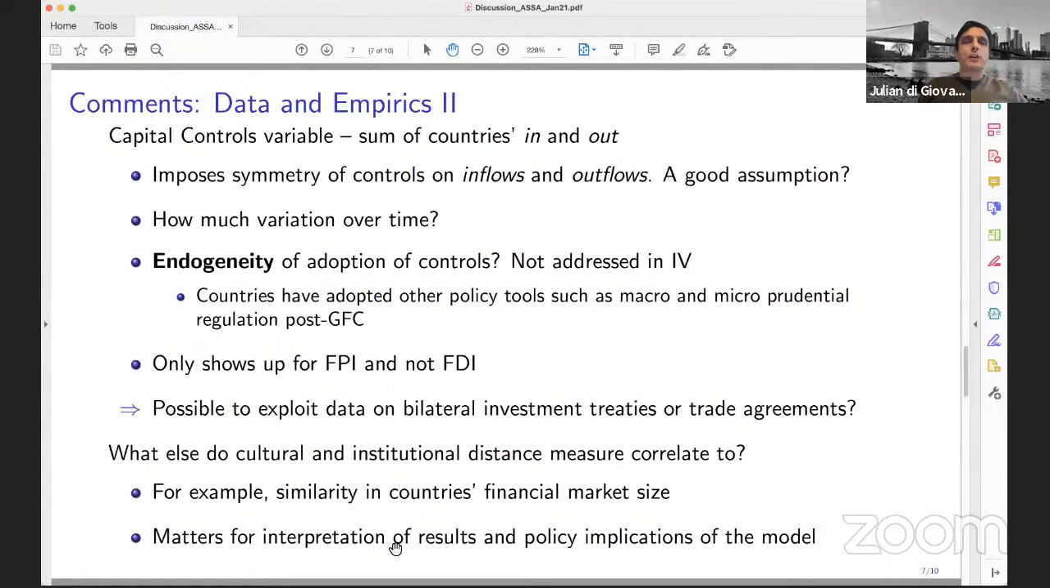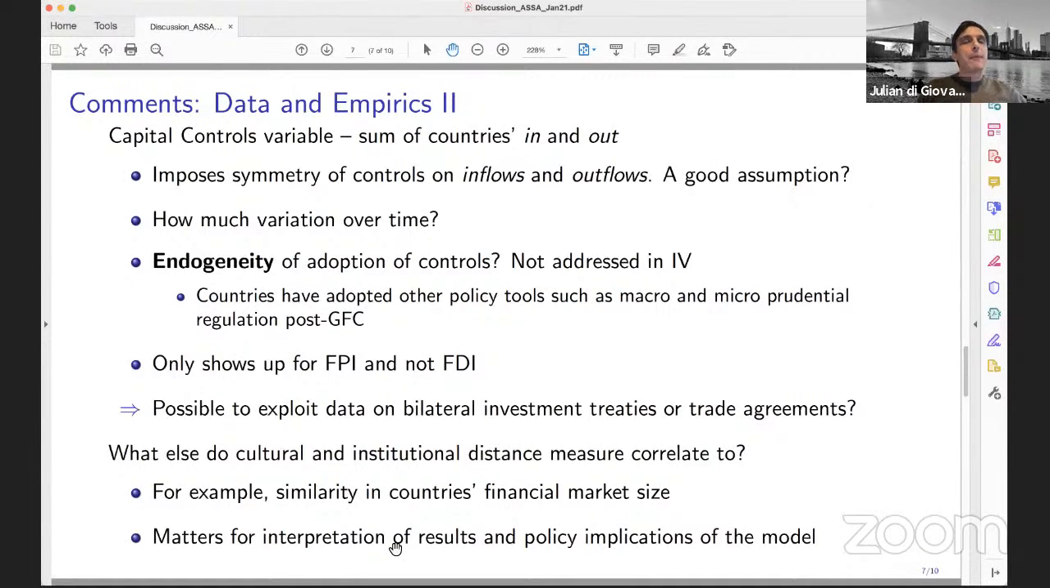Second, the capital control measure in itself is not really bilateral, and it's a sum of one country's inflow barriers versus another country's outflow barriers. So one question that comes to mind immediately is that they're imposing some symmetry on the impact of inflows and outflows from capital controls. How good an assumption is this? Arguably, the IMF might not think it's a great one.